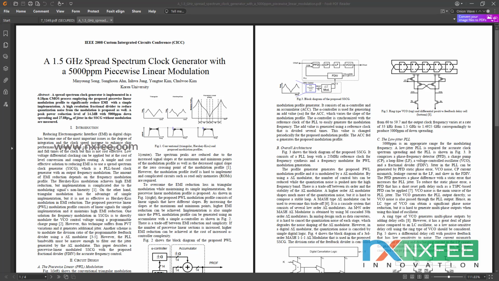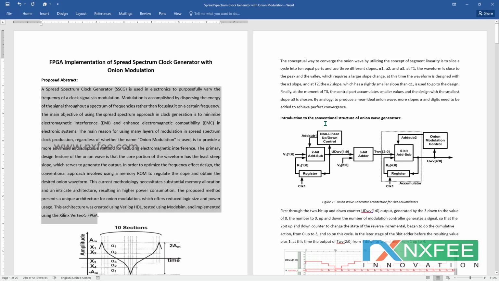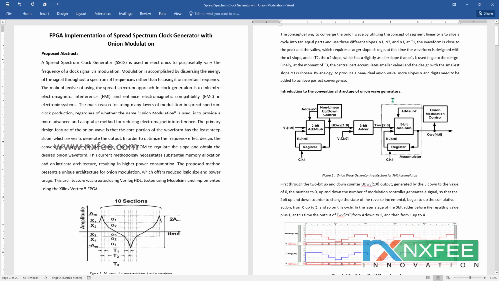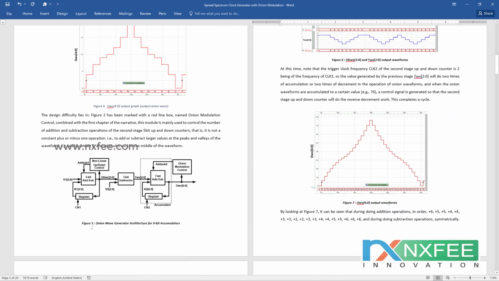Now we can verify the base paper and the architecture. This is the reference paper we have chosen for this approach, spread spectrum clock generation using piecewise linear modulation. Here is the proposed abstract document, and this is the reference architecture we have built up with. This is Figure 5, the proposed architecture.